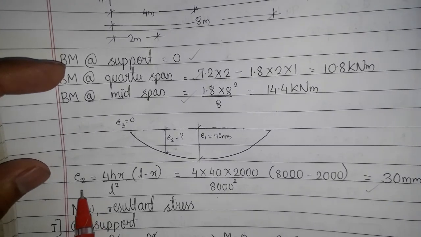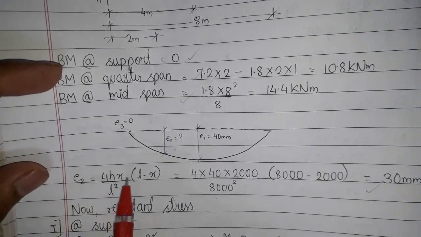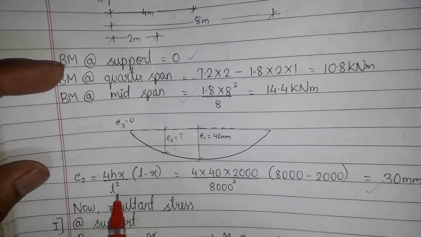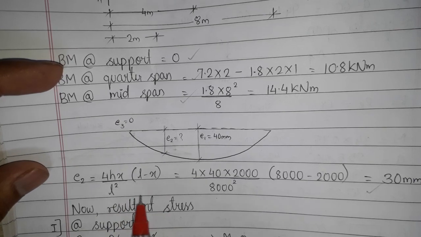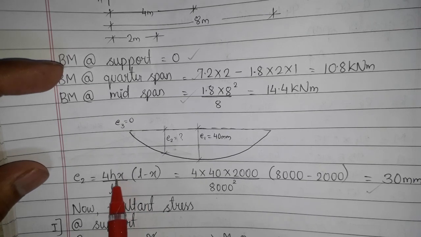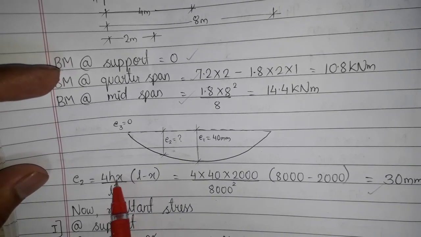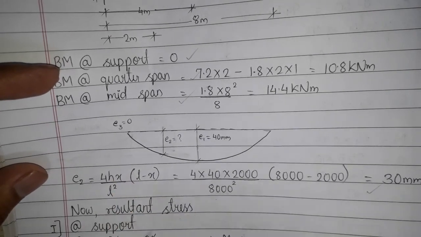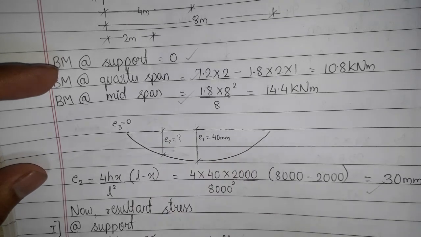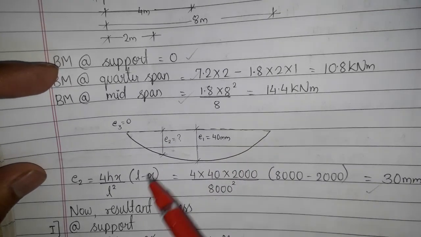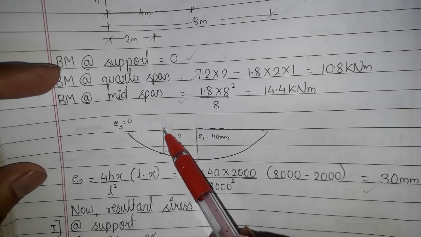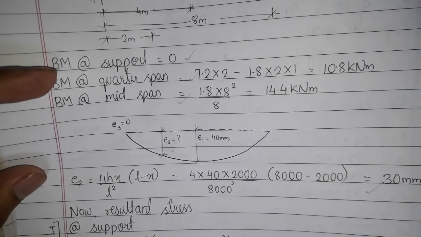You can find it out by this formula: the eccentricity at quarter span is 4hx upon L square, bracket of L minus x. So what is x here? You have to give the distance where you want the eccentricity. Now here we have to calculate at quarter span. So it is 2000, because total span is 8000, quarter span will be 2000. So it is 30 mm. The eccentricity, which I call E2, at quarter span is 30 mm.